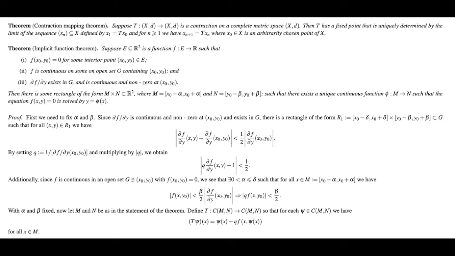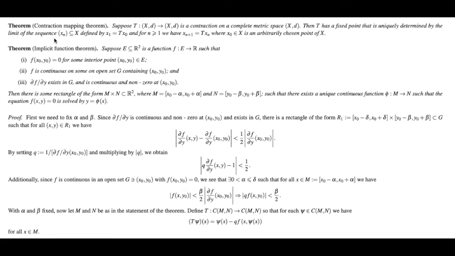We first need to introduce what the contraction mapping theorem states. It states that if you have a contraction map T from a metric space to itself, and we have the condition that the metric space X, d is complete, then T has a unique fixed point, and that's determined by the limit of a sequence x_n in X, where x1 is equal to T x0 for some arbitrarily chosen point x0 in X, and for n greater than or equal to 1, we inductively define the sequence x_n by x_{n+1} equals T x_n.